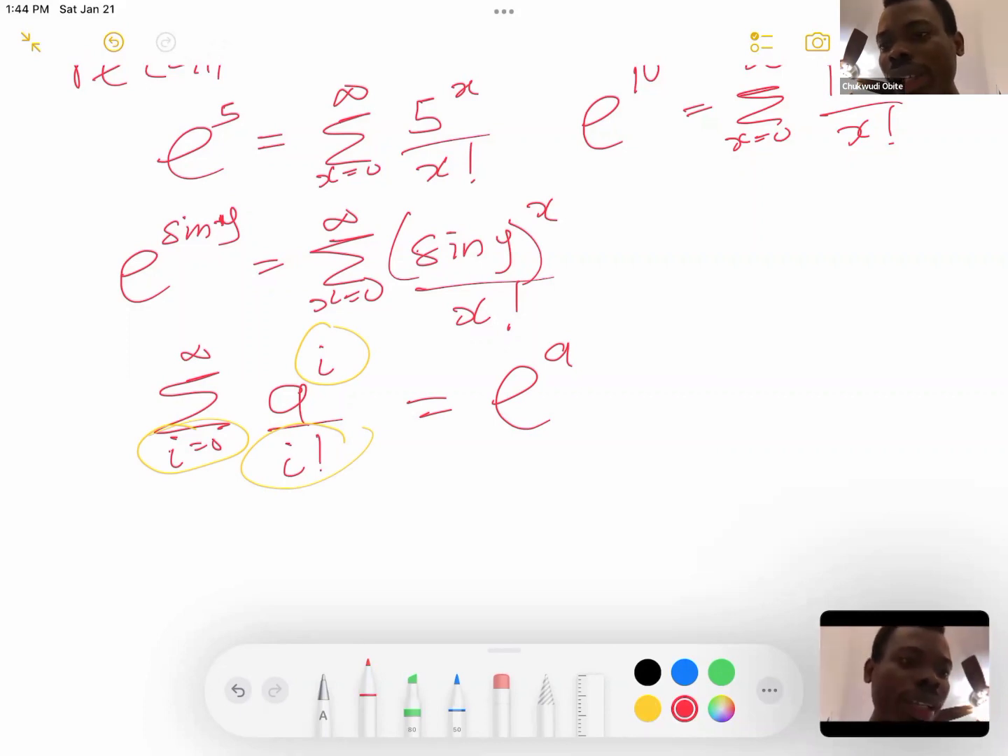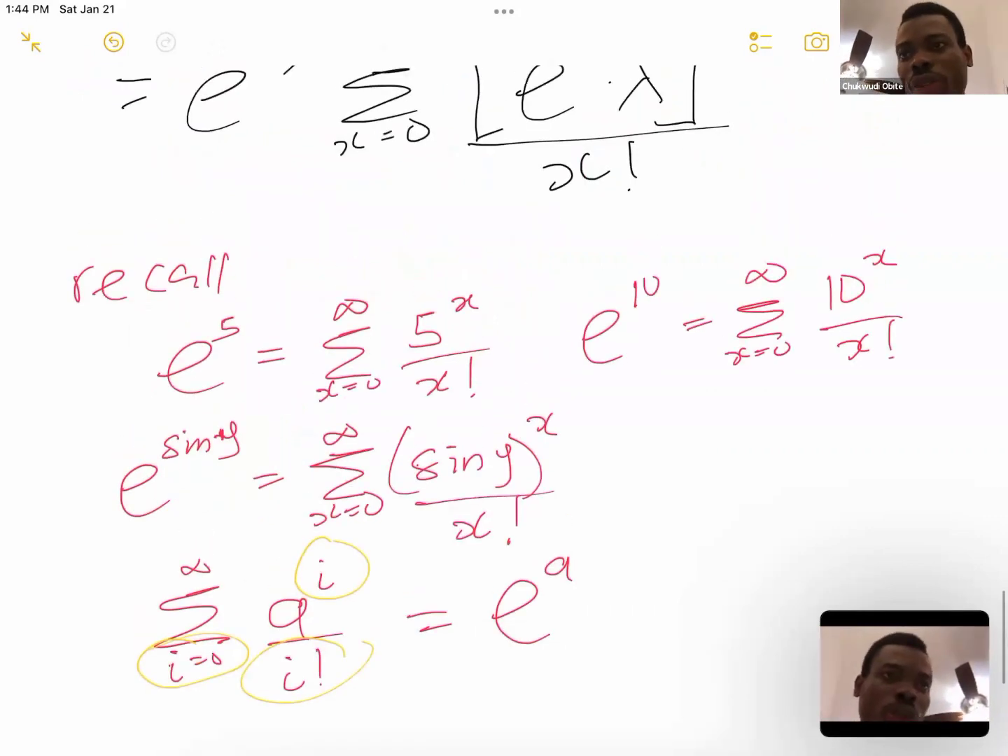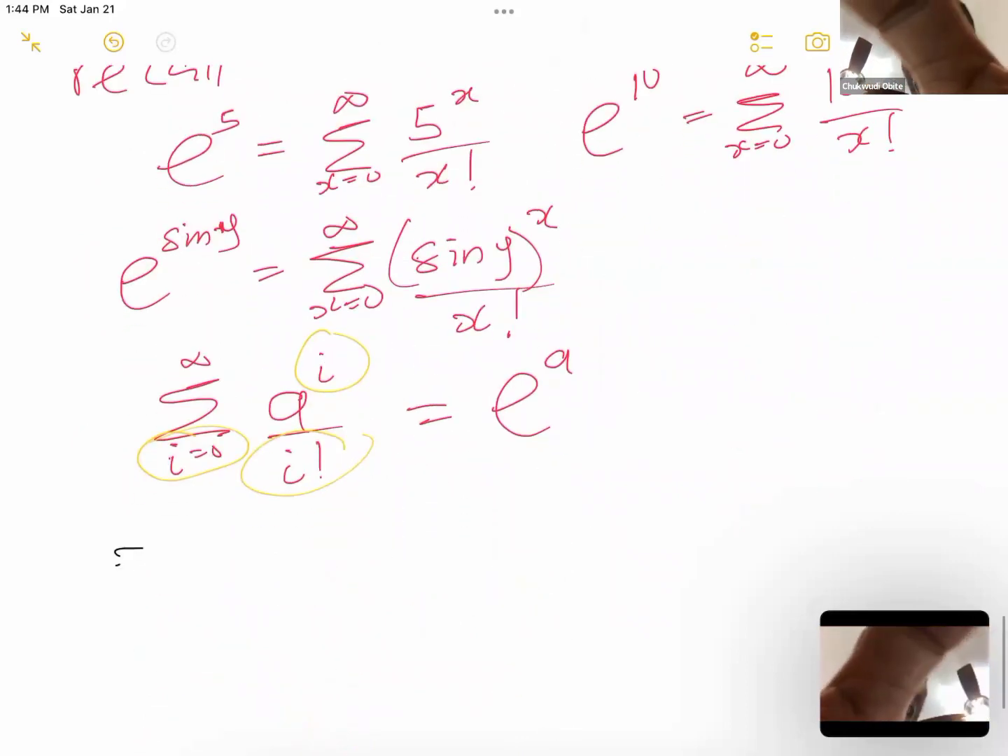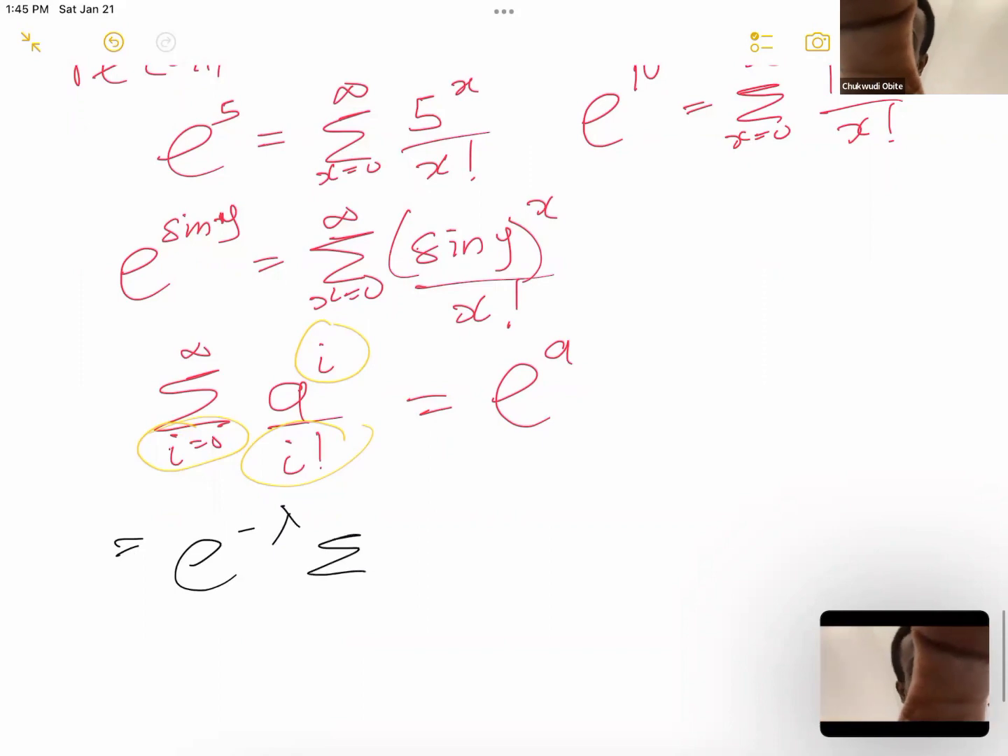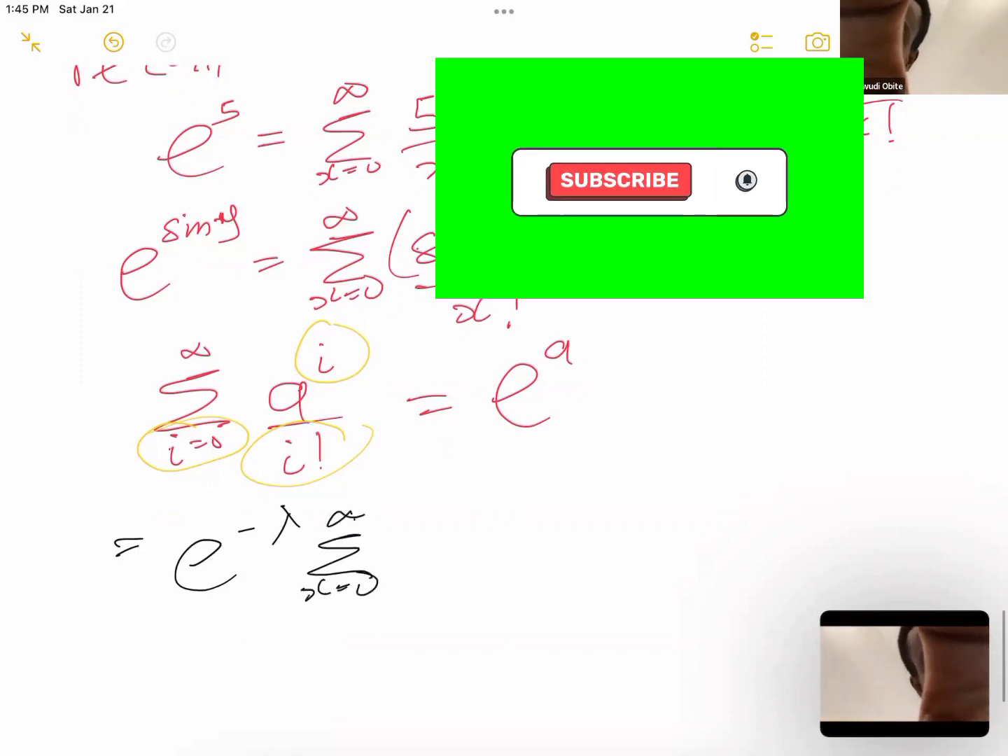If we apply all this, we can get the MGF of a Poisson distribution. Now let's go back to what we have. Let me rewrite what we have there. We have e raised to power minus lambda times the summation x from 0 to infinity.